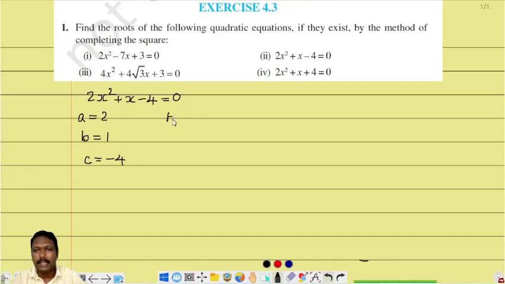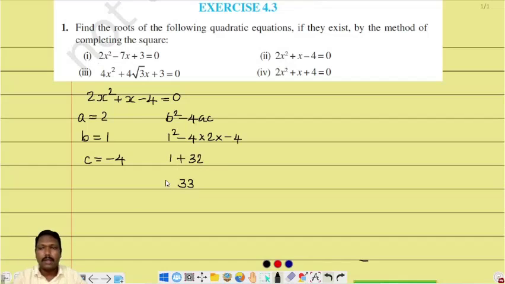Now we have to find the discriminant, that is b squared minus 4ac. So b square means it is 1 squared minus 4 into a is 2 here into c is minus 4. Now 1 square is 1 minus. See here, we have here minus and here also we have minus. So minus into minus will be plus. 4 into 2 is 8. 8 into 4 is 32. So we got 1 plus 32 is how much? It is 33.